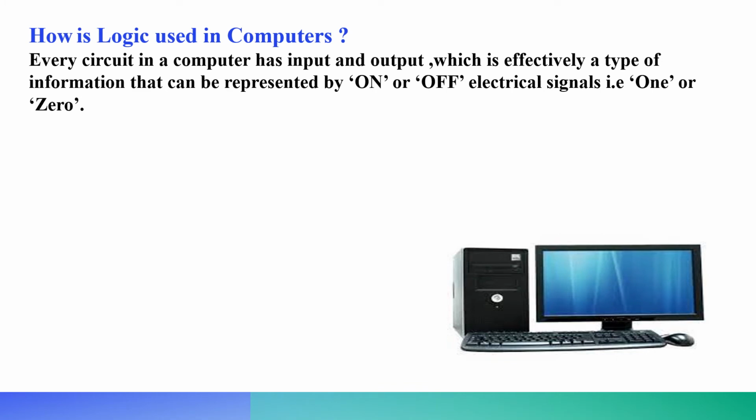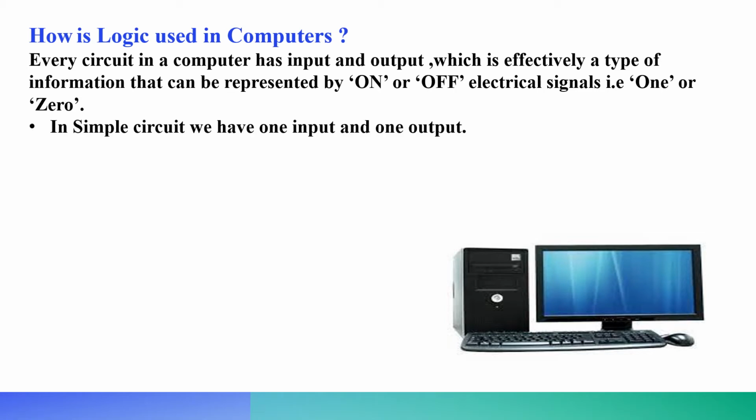Every circuit in a computer has input and output, which is effectively a type of information that can be represented by on or off electrical signals, 1 or 0. In order to process the information that comes in as input and to make the information that is output, a computer needs to modify and combine the input signals.